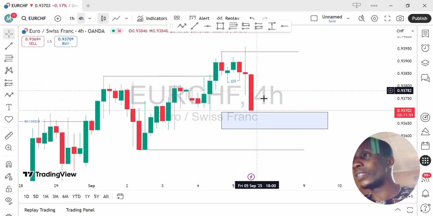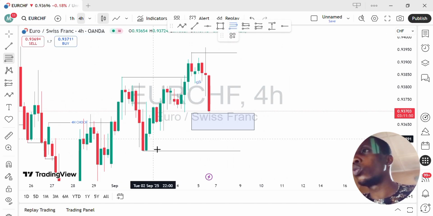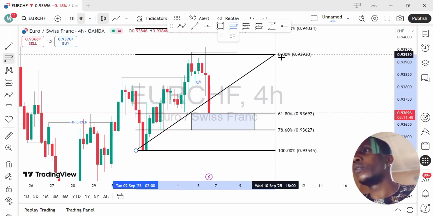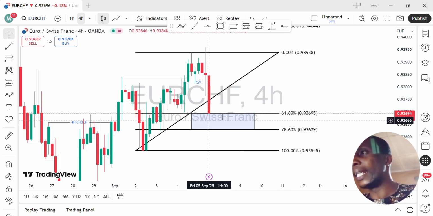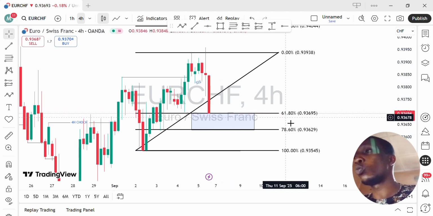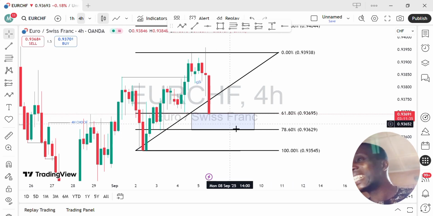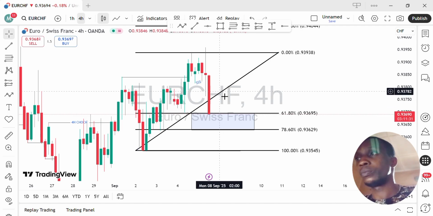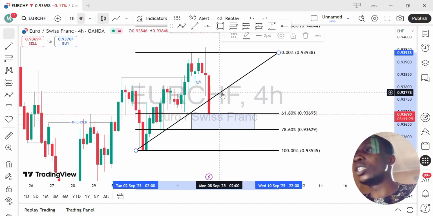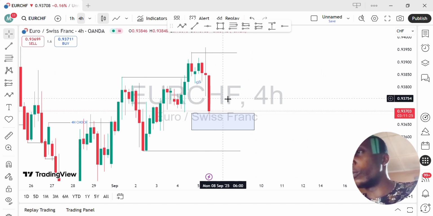So now, like I've said, I use the fib from this low to this high to measure the retracement level. This is in between the 61.8 and 78.6 Fibonacci level. That is the discount golden zone level. Now, after taking out the inducement, price tapping, we should expect a buy from this level.